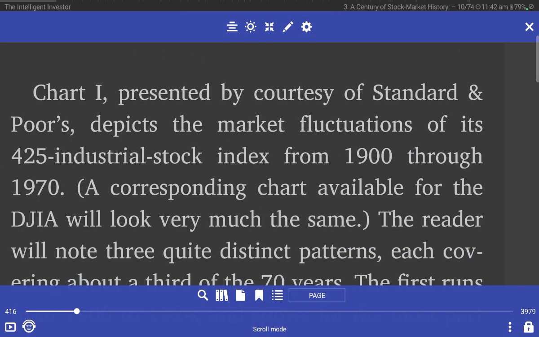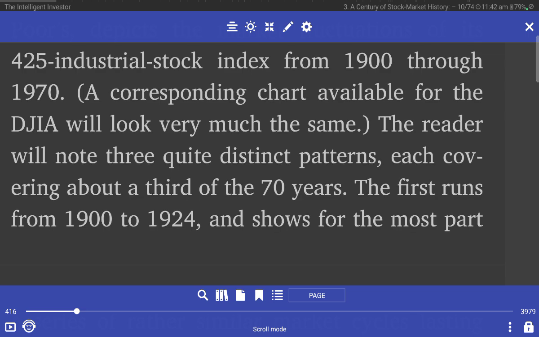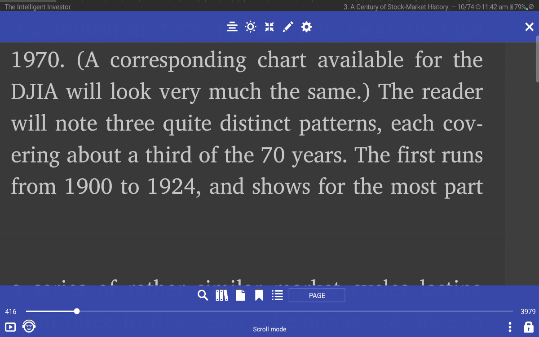Chart one, presented by courtesy of Standard & Poor's, shows the market fluctuations of the 425 industrial stock index from 1900 to 1970. A corresponding chart for the DJIA would look very much the same. The reader will note three quite distinct patterns, each covering over a third part of the 70 years.